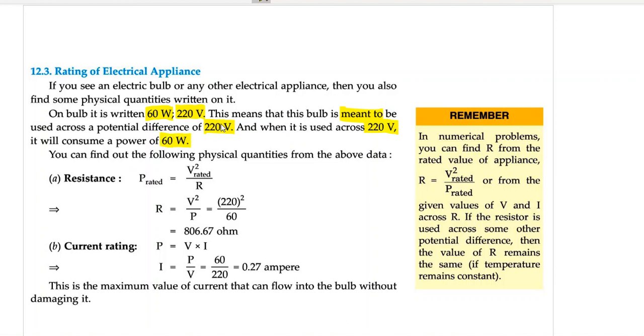Just imagine this, that you have a bulb on which the power rating written is 60 watt, right? And the voltage is 220 volt. So when you use it across a voltage of 220 volt, it will consume a power of 60 watt. That is 60 joule per second energy will be consumed by this bulb when it is connected to 220 volt supply. What if the voltage drops?